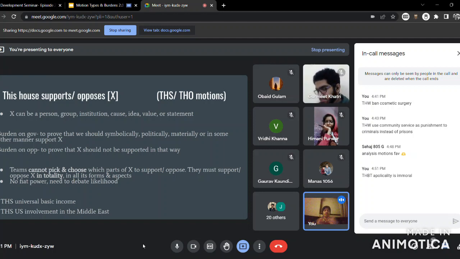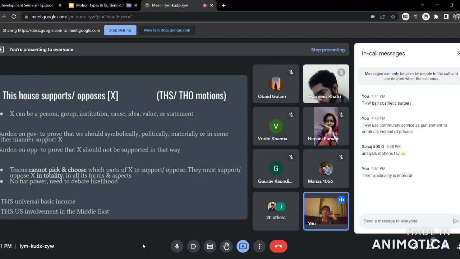The second thing to note is that in supports and opposes motions, there is no fiat. In policy motions, there is fiat: you're allowed to assume that this policy will be passed in parliament, right? In supports and opposes motions, you are not given that fiat. If you are saying that this thing will happen in our world, you need to prove why that thing is likely to happen. You need to provide reasons as to why that's likely to happen, right?